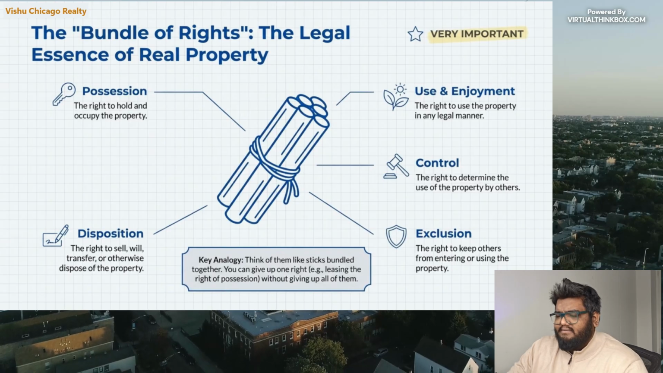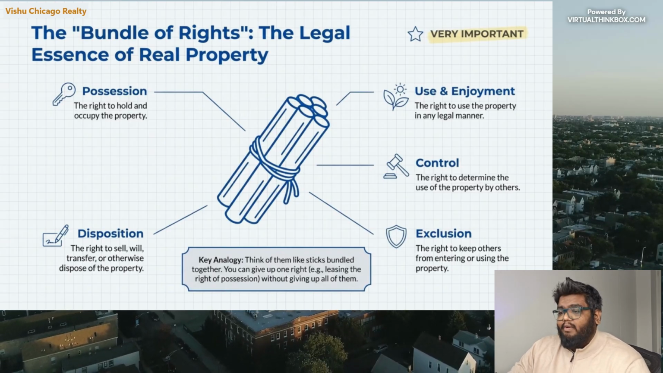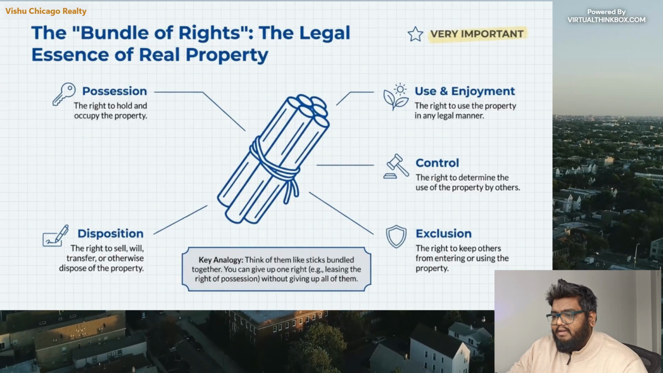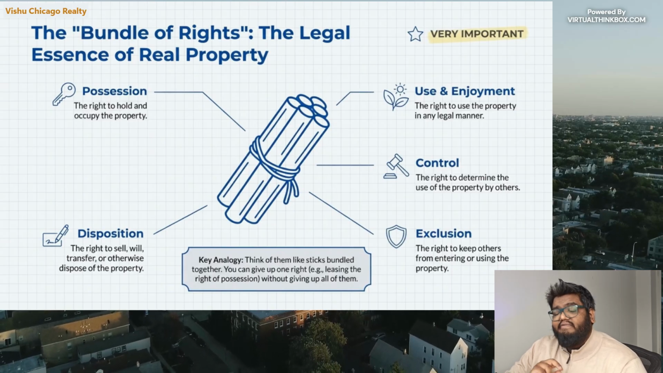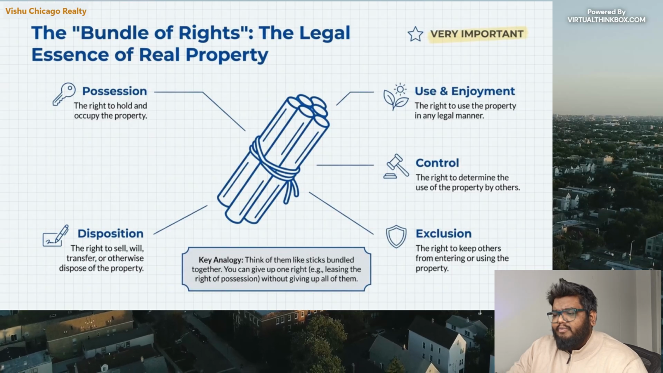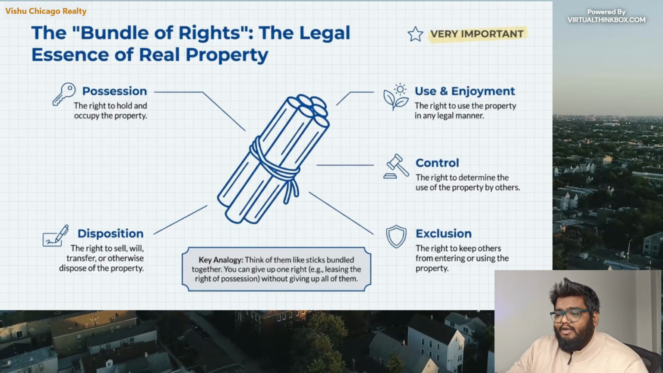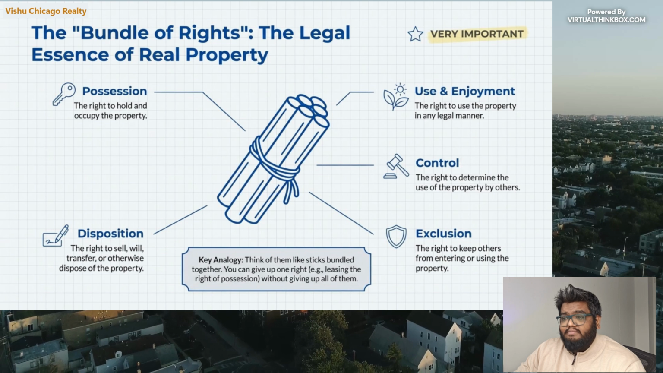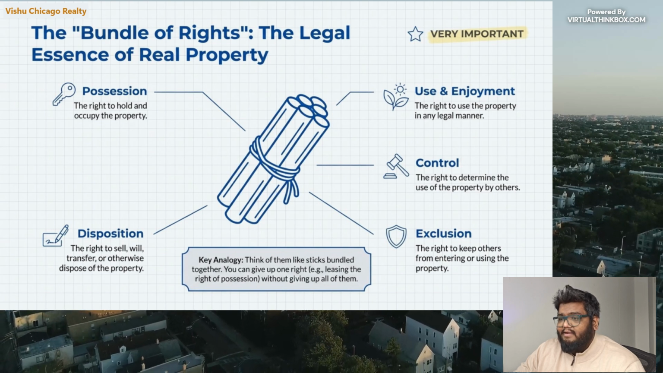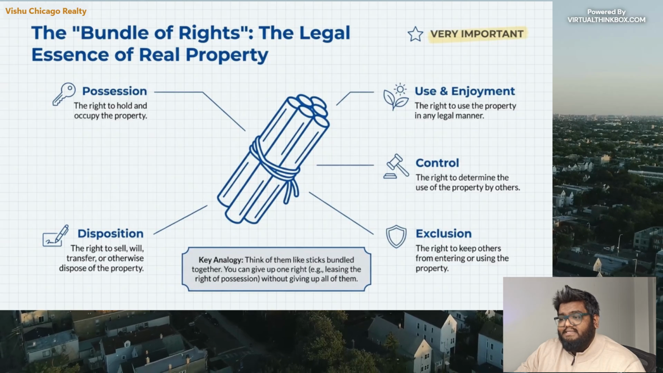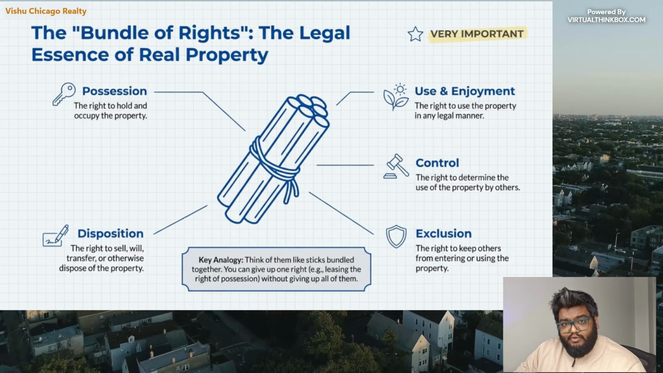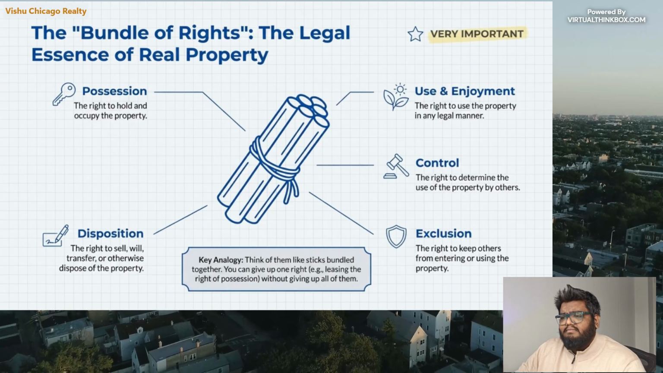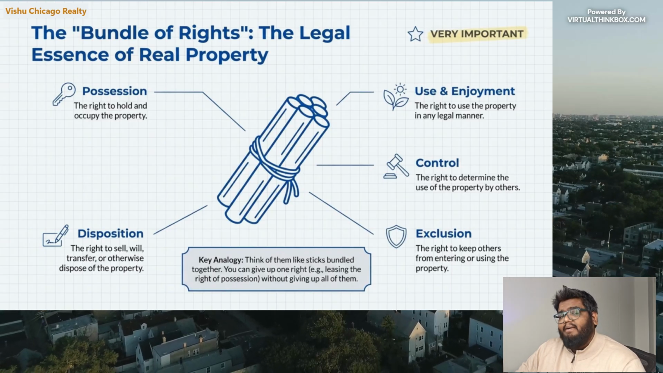What is the bundle of rights? Real property is defined by what is known as the bundle of rights. These include the right of possession, meaning the right to occupy the property; the right of use and enjoyment, meaning you can use the property in any legal way; the right of control, meaning you decide how the property is used; the right of exclusion, meaning you can keep others out; and the right of disposition, meaning you can sell, lease, or give away the property as you wish. Think of these rights like sticks in a bundle. You can give up one right without giving up all of them.